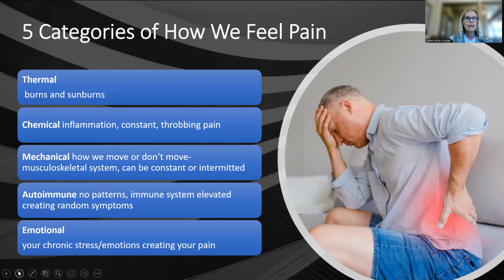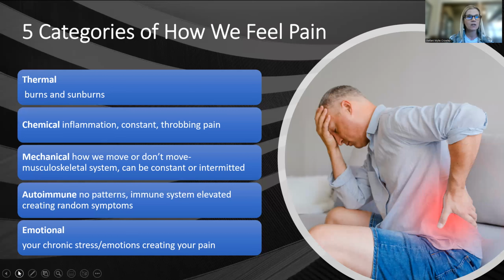Now, autoimmune is different, and autoimmune can present as some mechanical pain. But what happens is we might improve some of the mechanics, but the pain is still there. There's no patterns at all. It's just random. We can't change those symptoms no matter what we do. We can improve the mechanics, but the pain is still there. The immune system is elevated, and what happens is it just creates random offshoots and symptoms.